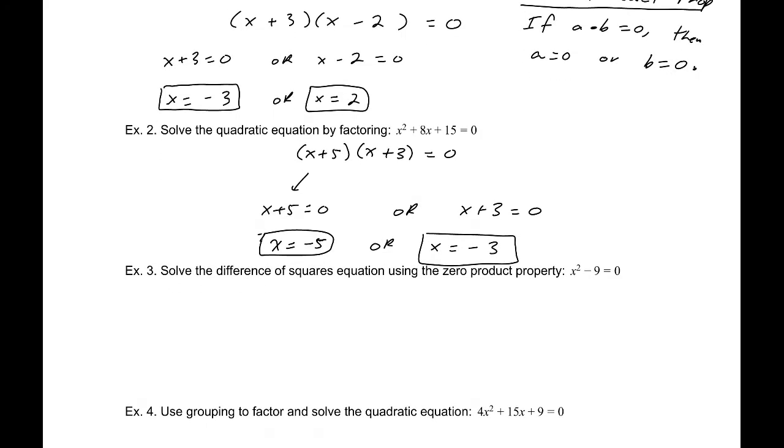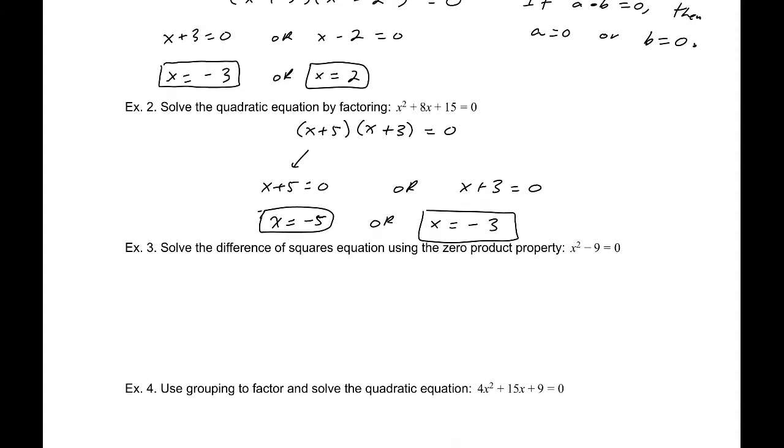Solve the difference of squares equation using the zero product property. Again, we're going to factor this, and it is two perfect squares, a difference of two perfect squares. So this will factor as x plus 3 times x minus 3 equals 0. And then x plus 3 equals 0, or x minus 3 equals 0, which means x equals negative 3, or x equals positive 3.